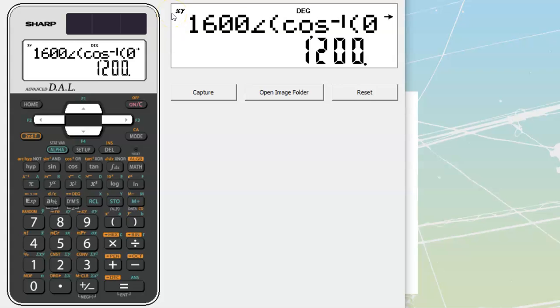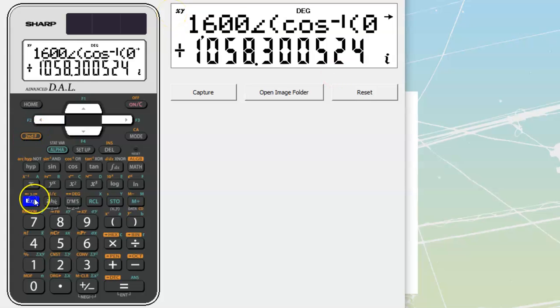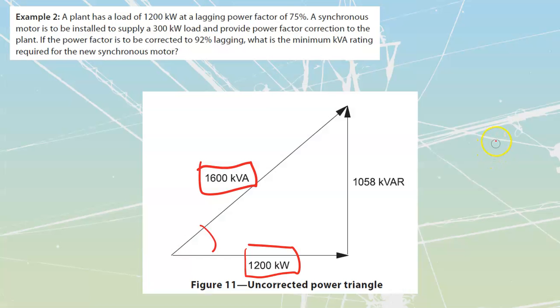And then that is going to give me values over here because we're in XY. You see the XY up there. The first value gives me the X. The second value is going to be the Y. So I'm going to have 1058 as my Y value. We see that then over here, so I'm going to draw that in. At this point, I'm going to ignore this 1600 kVA because that's going to change. I'm going to hold on to this 1058 because I know that is going to have to be there.